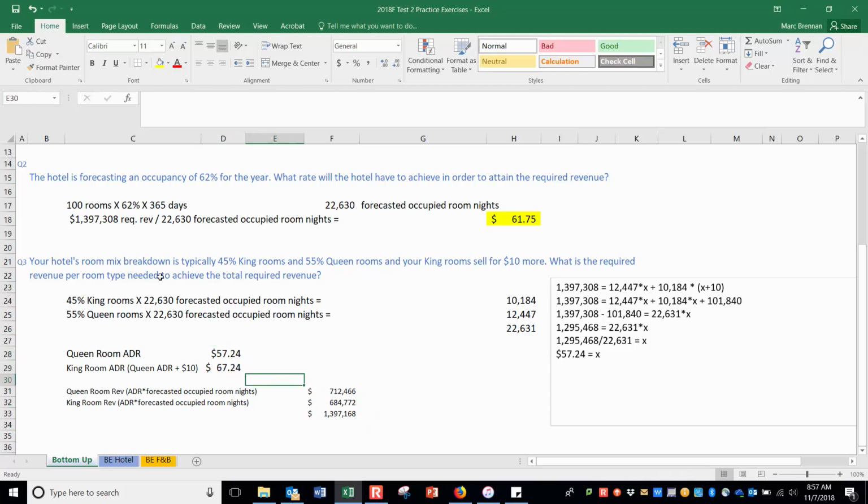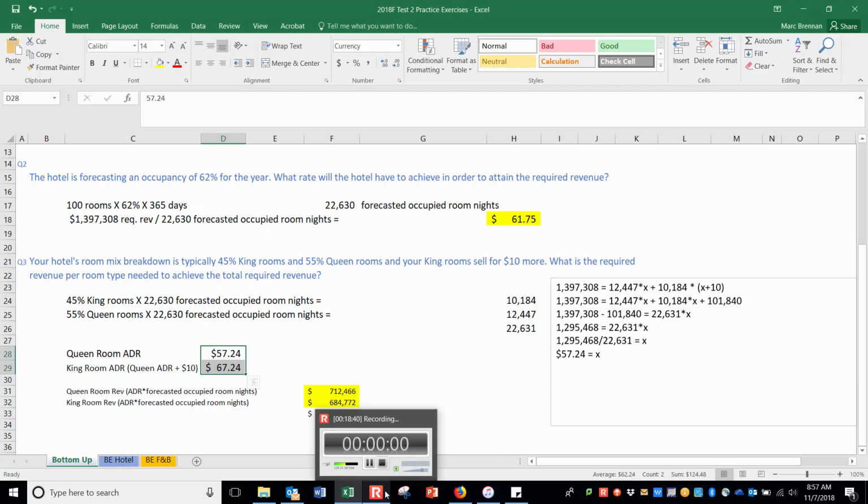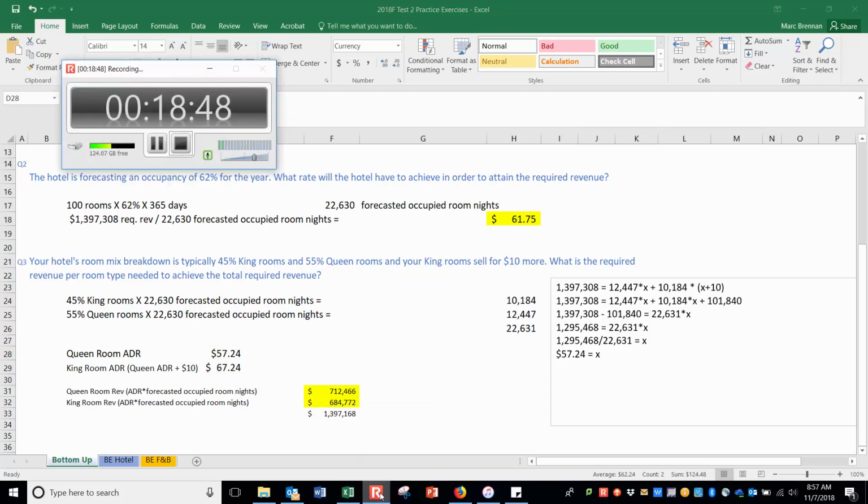So your hotel's room mix breakdown is this. What is the required revenue per room type? Really, the question was asking for this, because this is how much revenue we need to make for each room type, not the average daily rate. That wasn't the question. Take your time with the questions. That's a video for your bottom-up question. There will be another one for your break-even hotel question, and then another one for the break-even food and beverage.